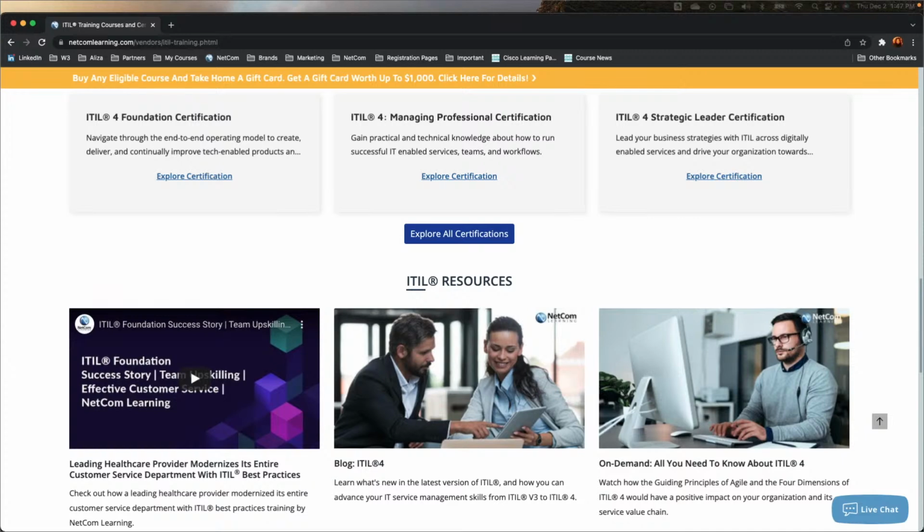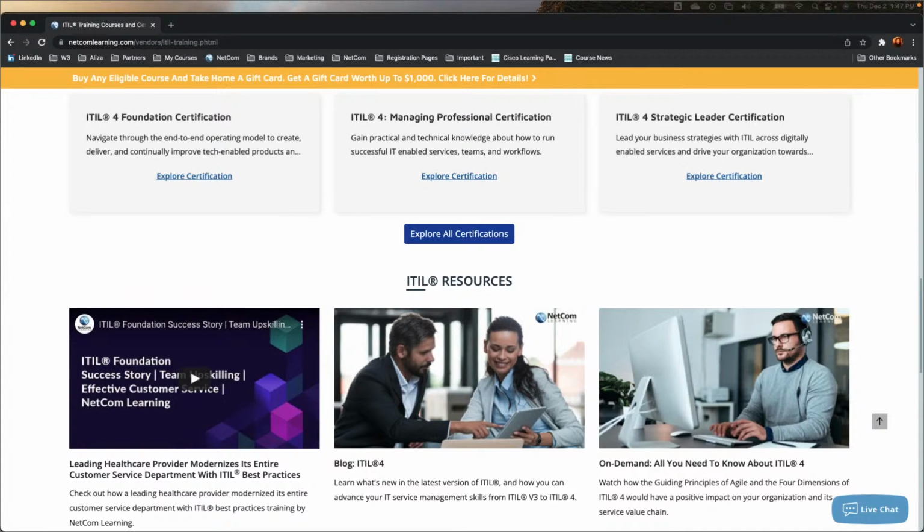There is a shared course, which is direct, plan, and improve. But what is the difference if I take the managing professional as opposed to the strategic leader? What are the possibilities of my career growth with that kind of certification from ITIL?